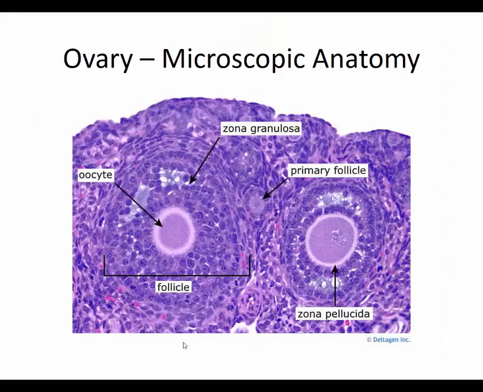Okay, so here is the zona pellucida, that white outer layer. You will see a slide in the lab exam about the zona pellucida, so be sure that you are able to identify that.